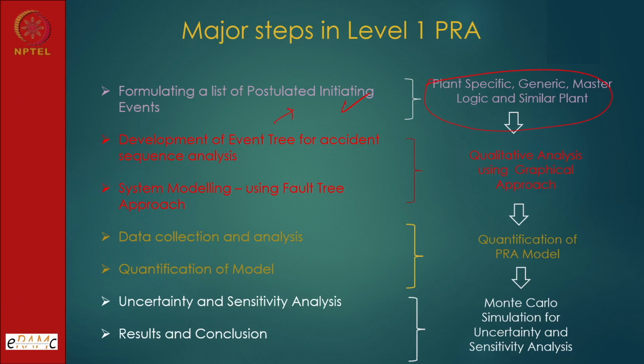Then development of event tree for the accident sequence analysis and system modeling using fault tree analysis. So for system modeling, the fault tree approach, and event tree for plant level modeling, that is event sequence modeling. And here we will come to one stage where the qualitative analysis approach has been done. Next will be quantification, and as I mentioned, quantification will take some time. That will be covered by data collection and analysis and quantification of the model. Here Monte Carlo simulation is used for characterizing uncertainty and sensitivity analysis.